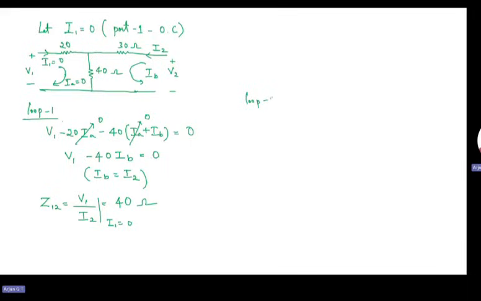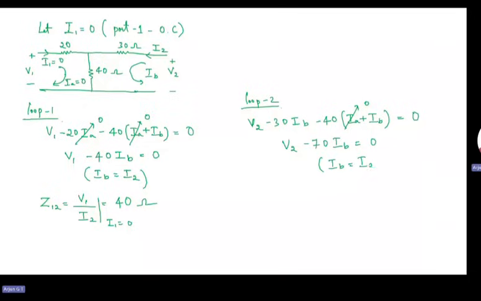For loop 2, we apply KVL: V2 minus 30 IB minus 40 (IA plus IB) equal to 0. As IA is equal to 0, this equation becomes V2 minus 70 IB equal to 0. As IB is equal to I2, V2 by I2 is equal to 70. Considering I1 equal to 0, this parameter becomes Z22, and its unit is ohm.